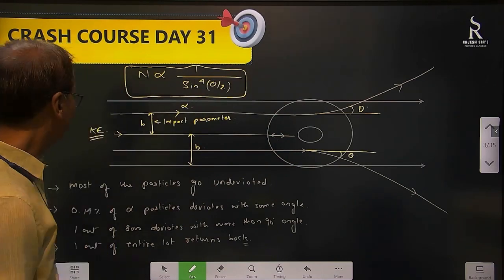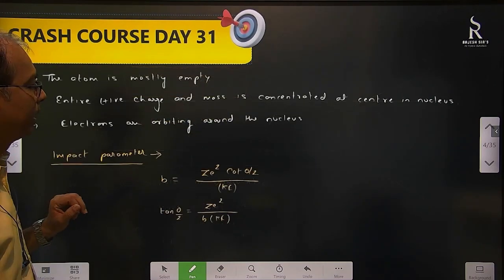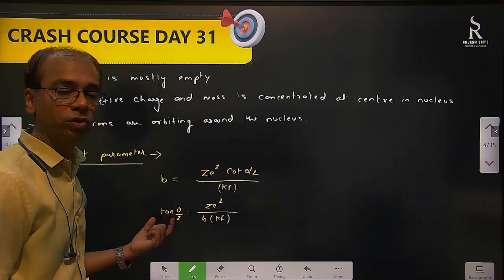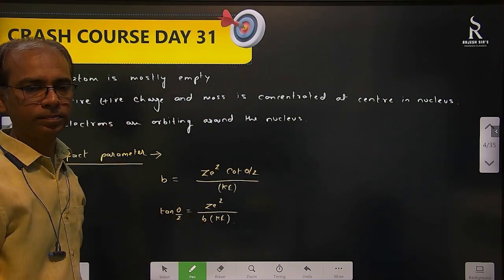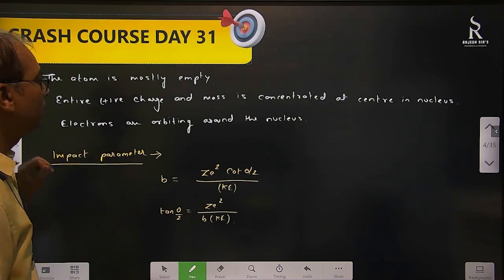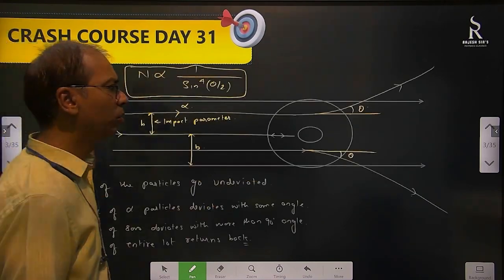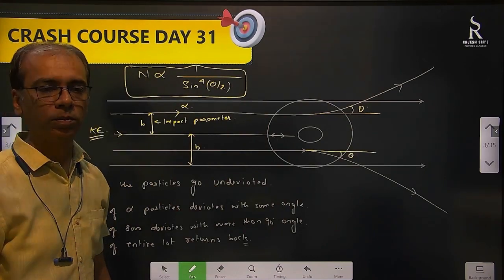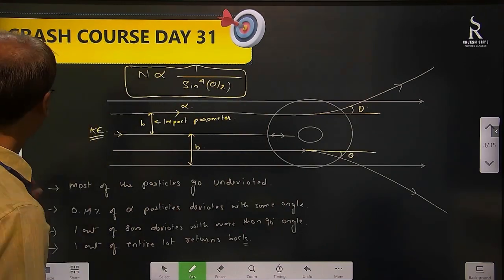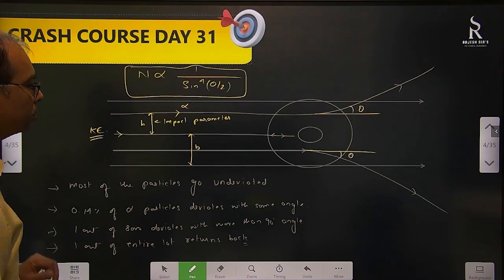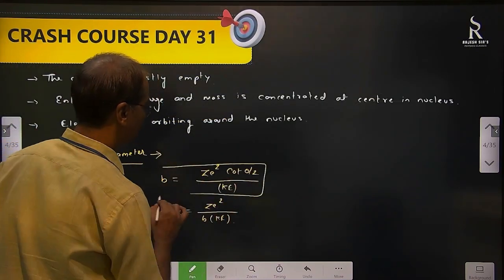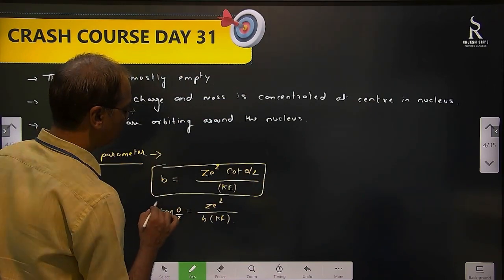The second part is kinetic energy. If your kinetic energy is more, then also your deviation will be less. If your kinetic energy is more, you pass without getting much deviation. Remember both things. So this is the impact parameter, and this is the relation for deviation.